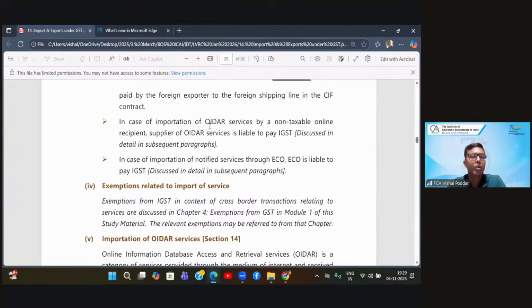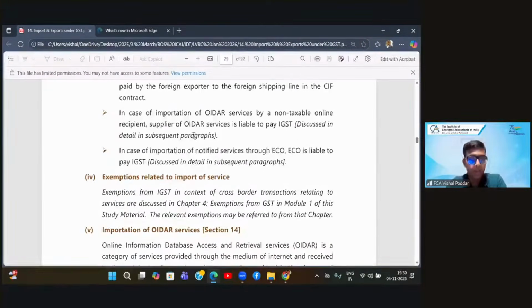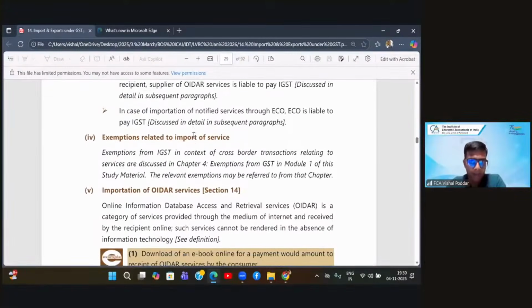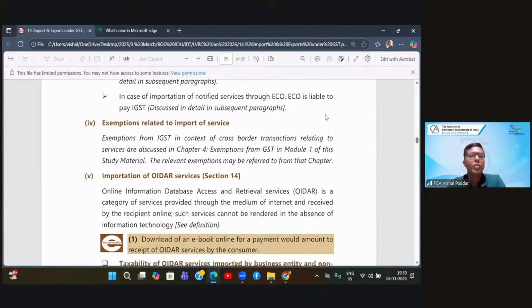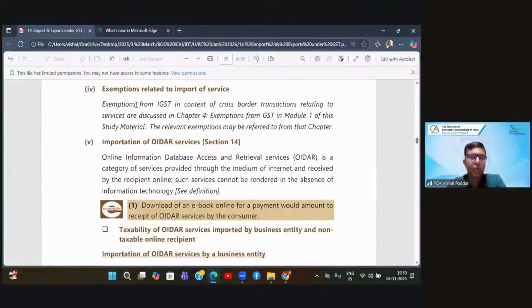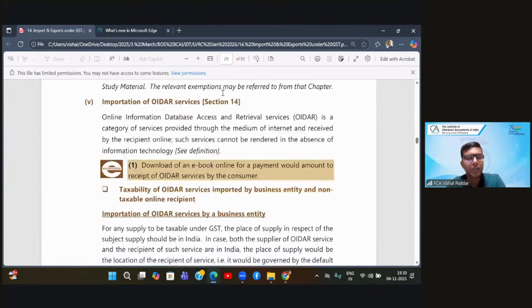In case of importation of OIDAR service by a non-taxable online recipient, the supplier is liable to pay IGST. And in case of importation of notified services through ECO, ECO is liable to pay. Now, what are the exemptions relating to import of service? There are a few exemptions that you study in the exemption chapter.